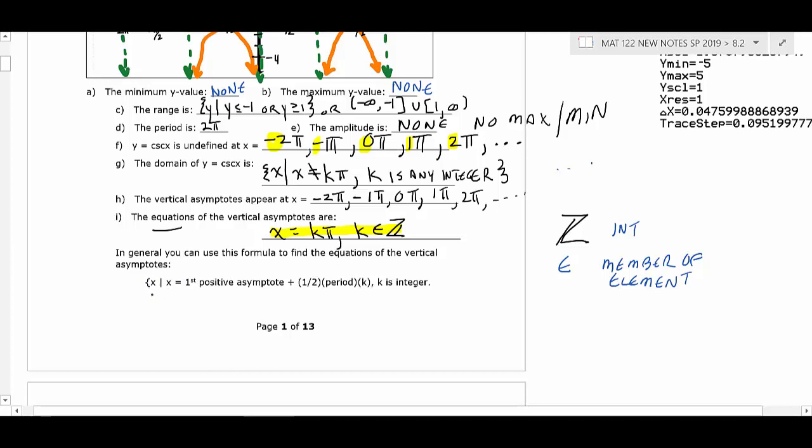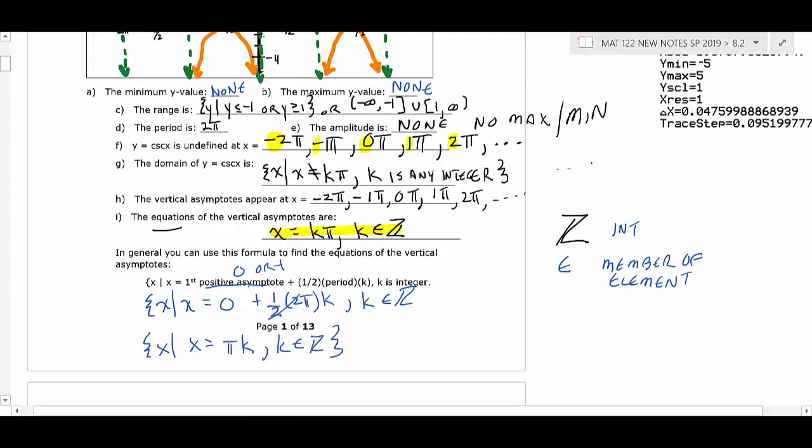You could just say, for your asymptotes, it's the set of x, where x is the first positive asymptote. So you could either use 1 pi, you could even use just 0 if you wanted to. I usually just say find an asymptote, either 0 or positive, and then you say plus 1/2 the period, the period is 2 pi times k, and then you say k is an integer. So notice you'd get the same answer on this because you would end up getting the set of k. You would just get x equals 0 plus pi k, so you would get pi k. And it doesn't matter what order you do that in, so you could write it like that.